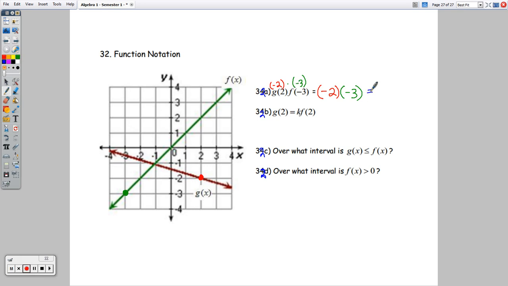Oh, I see what you're doing there, Mr. Wagner. Nice. So green and blue, or green, red. Yeah. So negative times negative, that's positive. 2 times 3 is going to be 6.